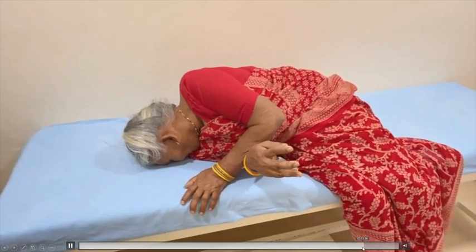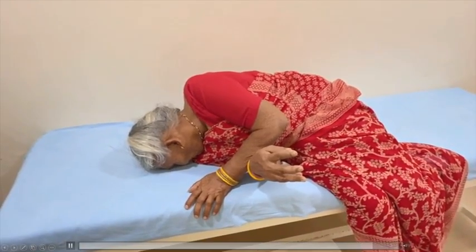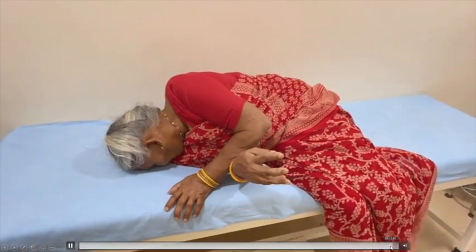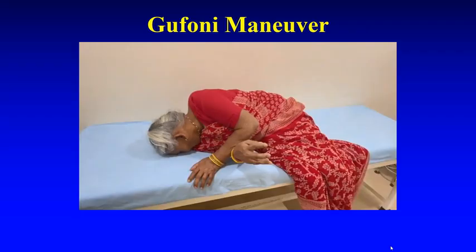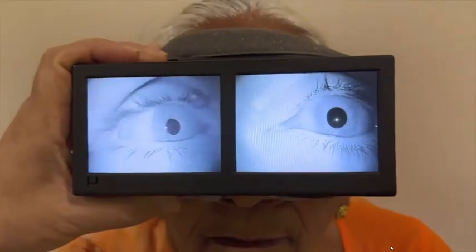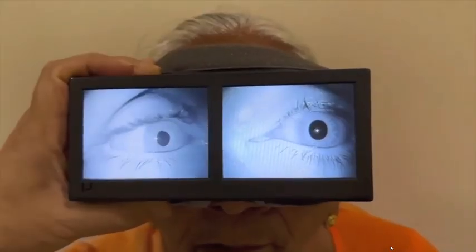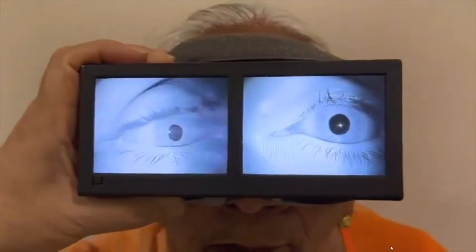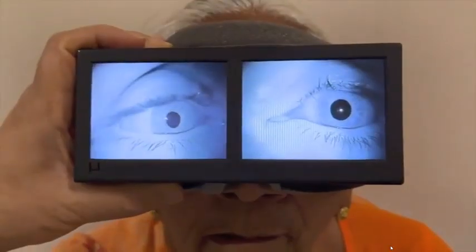Making it fast forward. So after 2 minutes in position 2 of the Gufoni maneuver, the patient was uprighted. No spontaneous nystagmus was seen after 24 hours. We looked for the spontaneous nystagmus for around 30 seconds and none was seen.